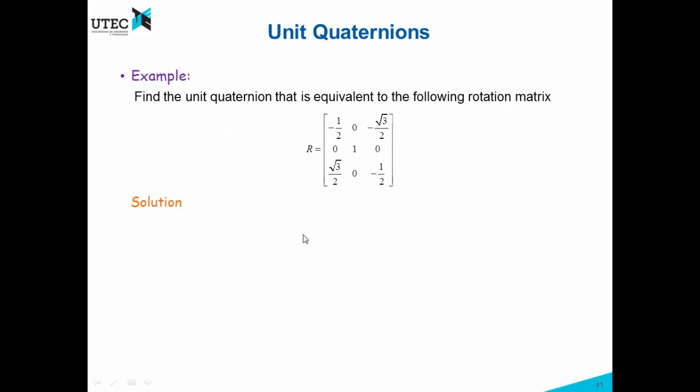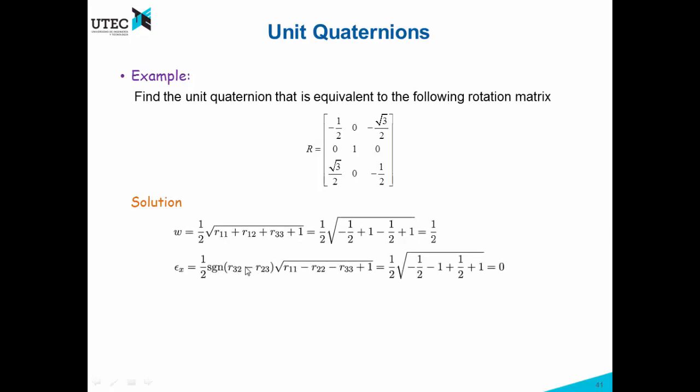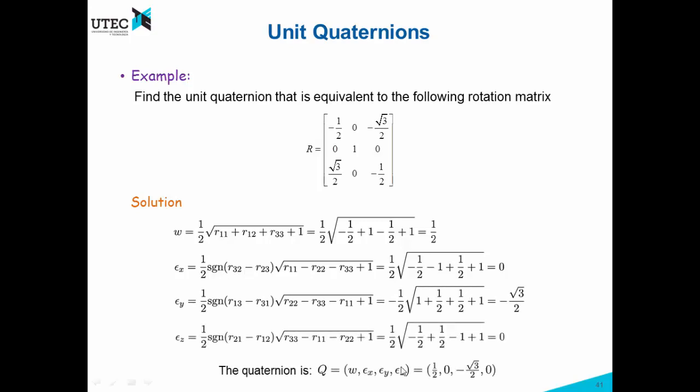We have to apply the formula that we just saw before. We just replace and use the sign, and here is the sign, and just replace. You can do it by hand if you want, just to check the answers. And at the end you will get that this is the quaternion.